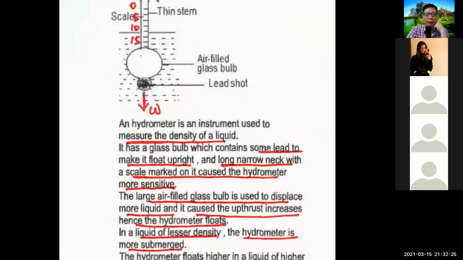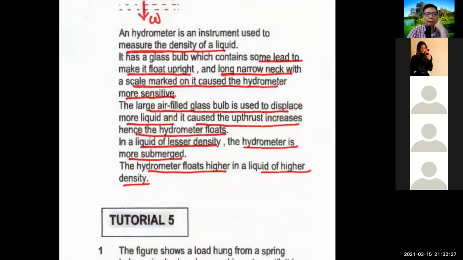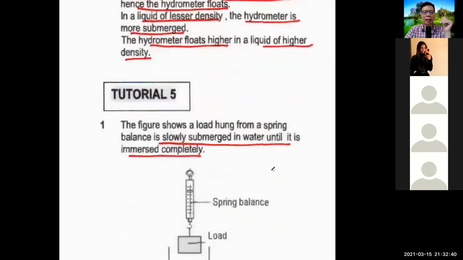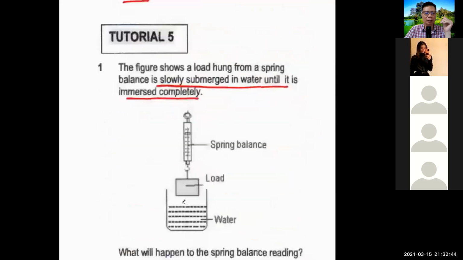Okay, question 1. What answer? The figure shows a load hung from a spring balance slowly submerged in the water until immersed completely. Slowly, until immersed completely. What will happen to the spring balance reading?